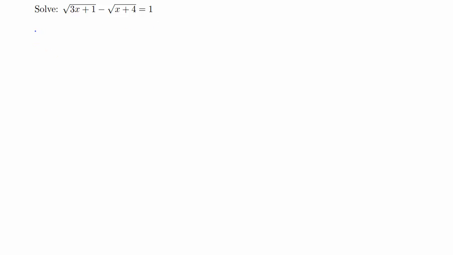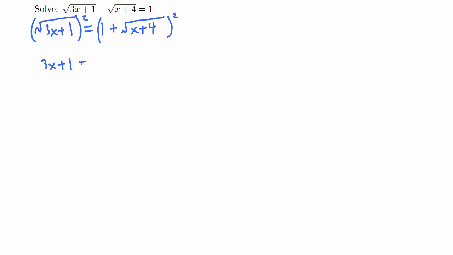sides. That's going to give me the square root of 3x plus 1 is equal to 1 plus the square root of x plus 4. Then I'm going to square both sides. Squaring both sides gives me 3x plus 1 is equal to, now this one, if you need to, go off to the side and actually square this using foiling. So 1 plus the square root of x plus 4 times 1 plus the square root of x plus 4.